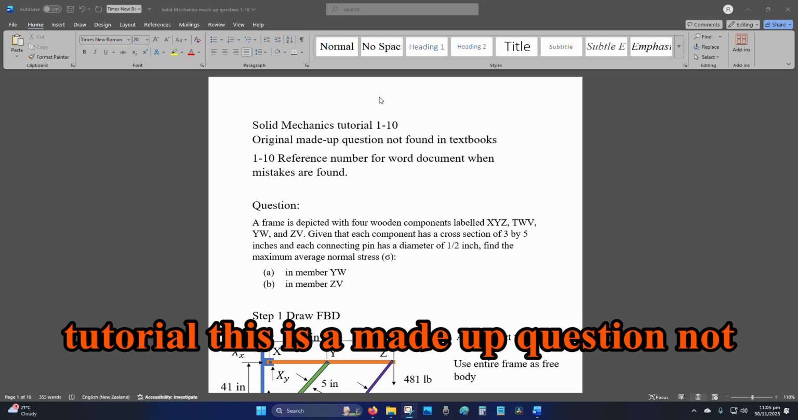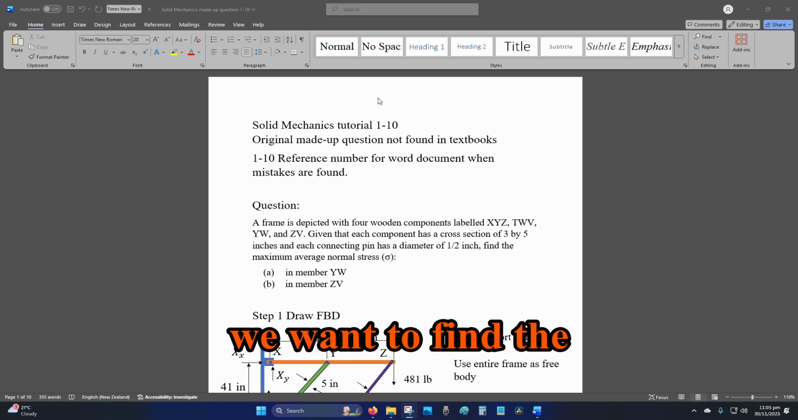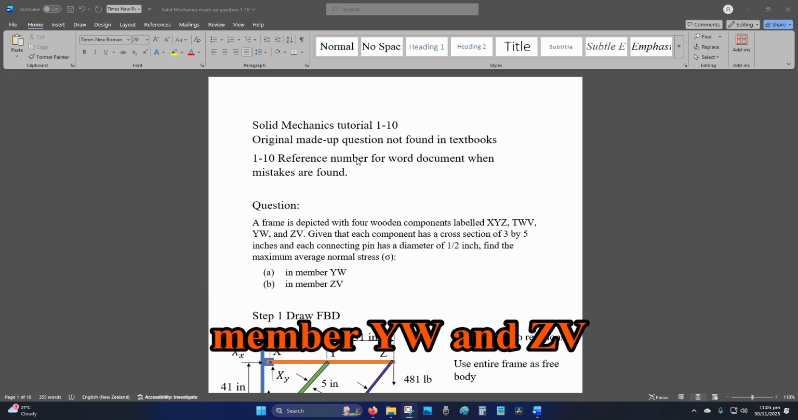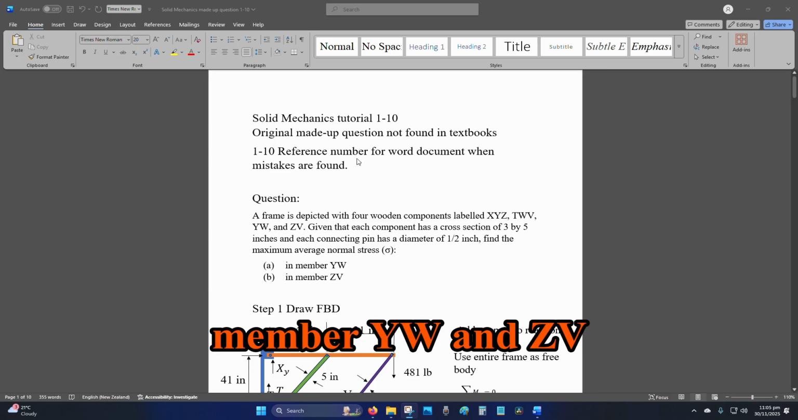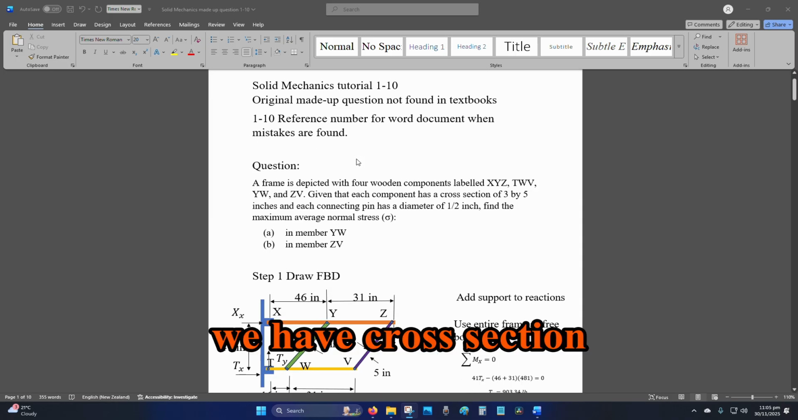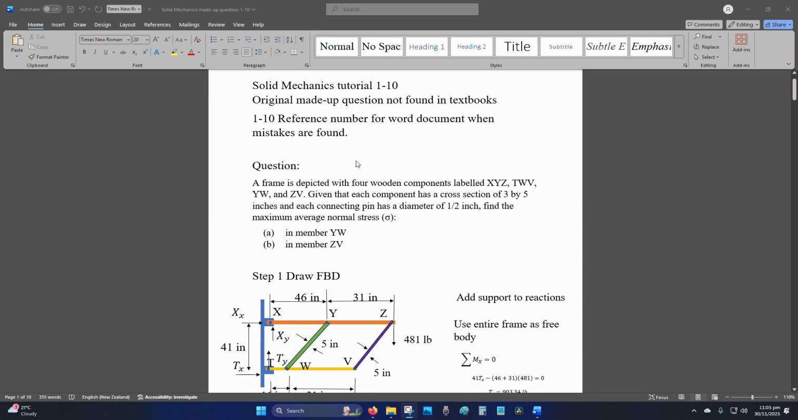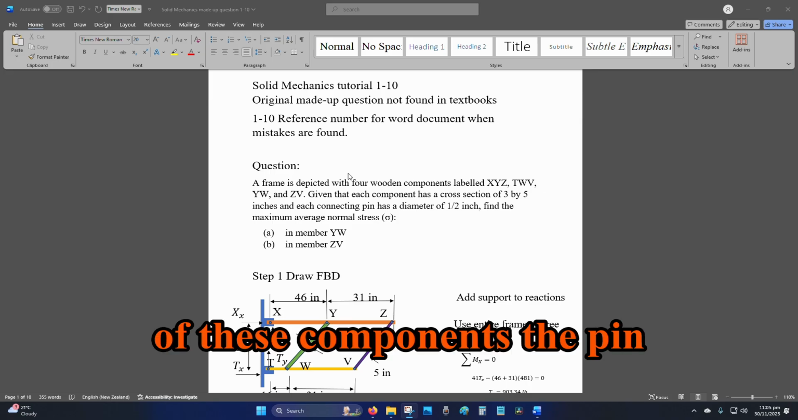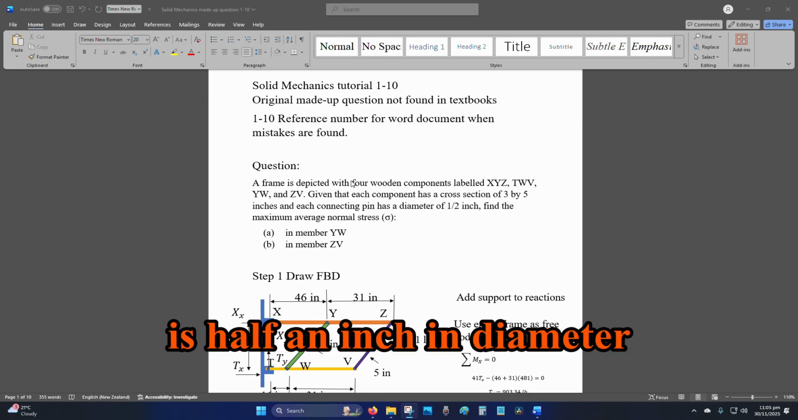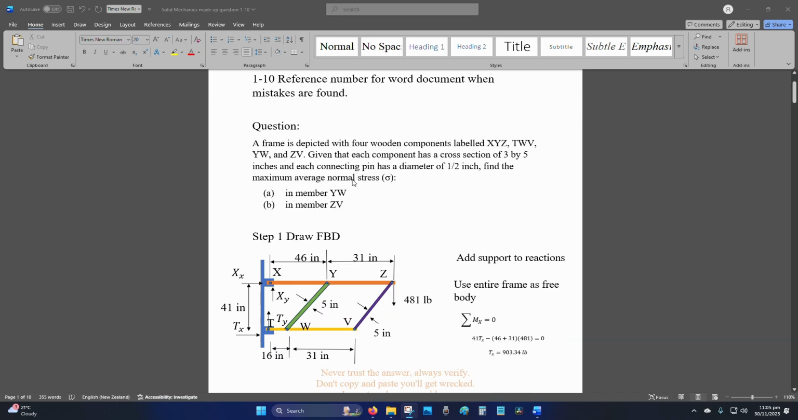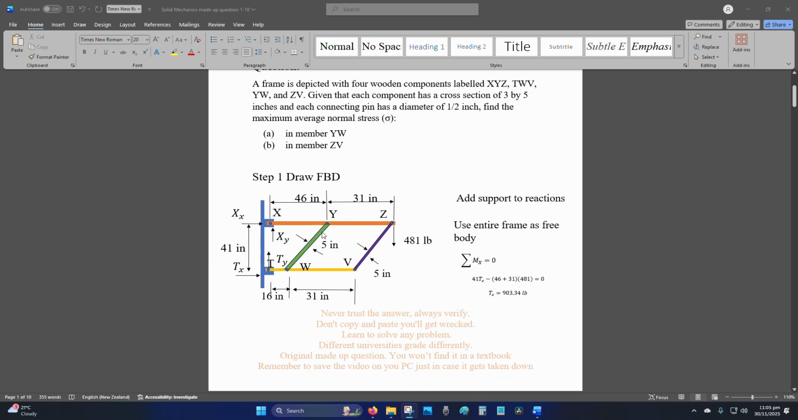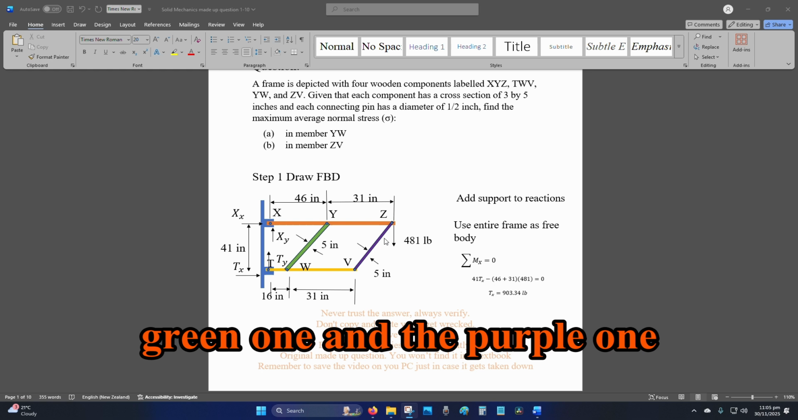This is a made-up question not found in your textbooks. We want to find the average normal stress of member YW and ZV. We have a cross-section of 3 by 5 inches for these components. The pin is ½ an inch in diameter. So we want to find the average normal stress for this link or member, the green one and the purple one.